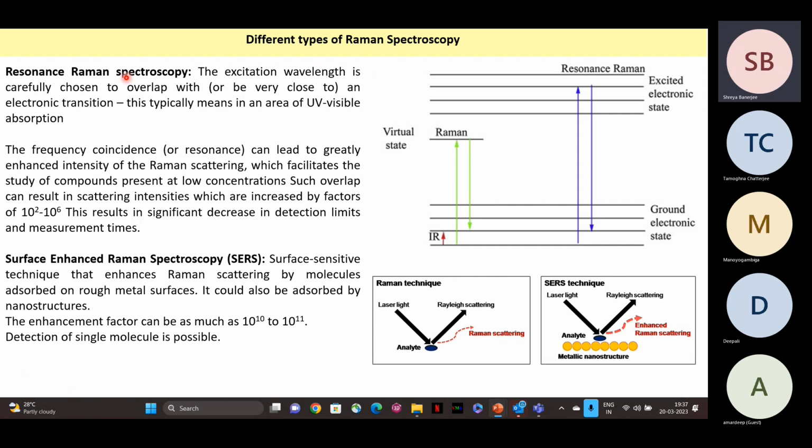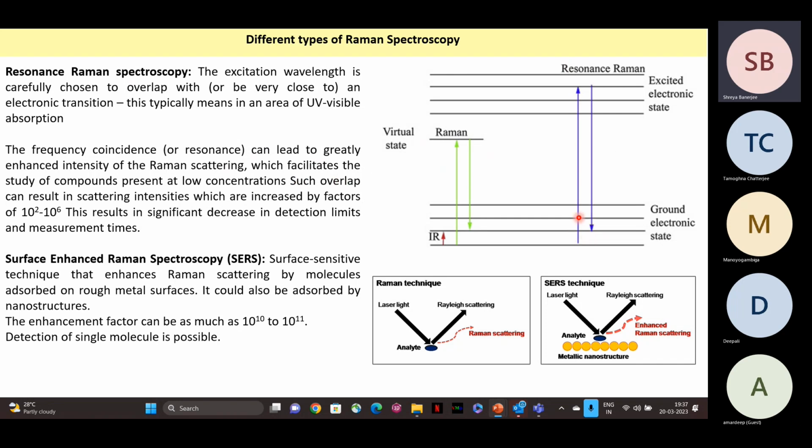The first kind is resonance Raman. In this one, the excitation wavelength is carefully chosen to be very close to that of an electronic transition. Basically, in normal Raman spectroscopy, the absorption can be of any energy. But in resonance Raman, such energy is chosen that the molecule can undergo an excitation to the higher electronic state. The frequency coincidence or resonance can lead to greatly enhanced intensity of Raman scattering.